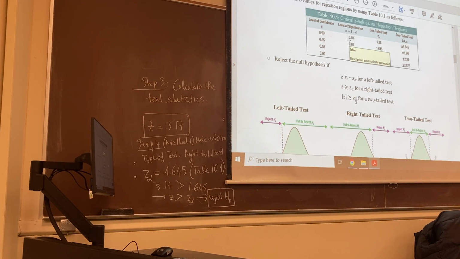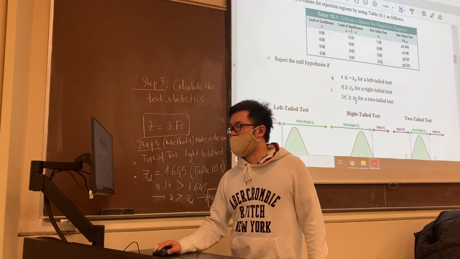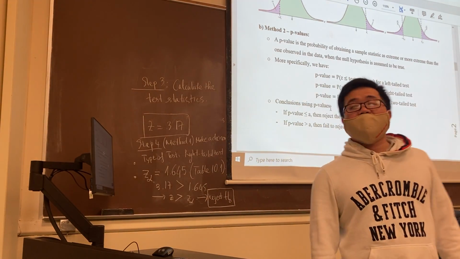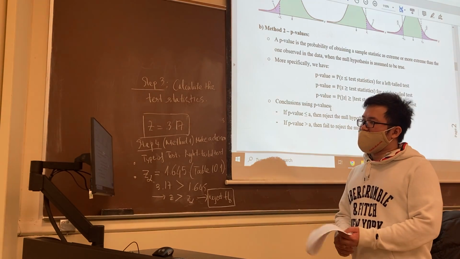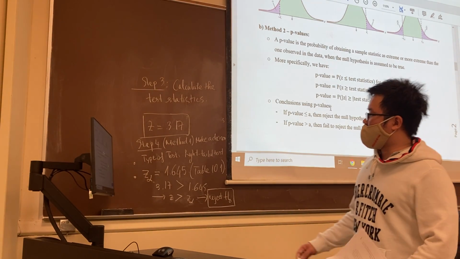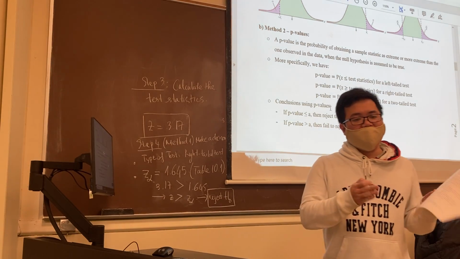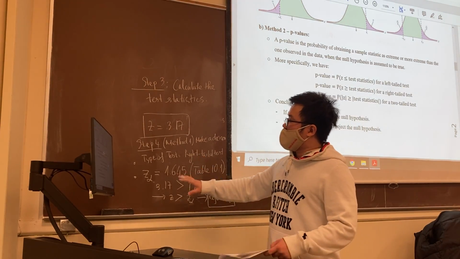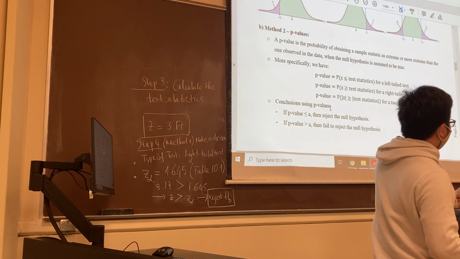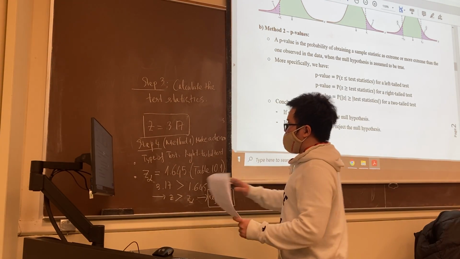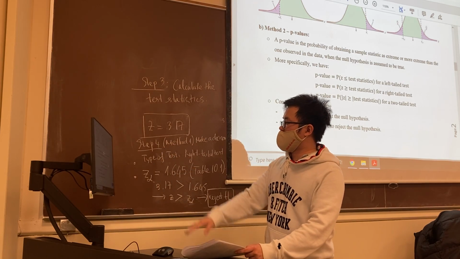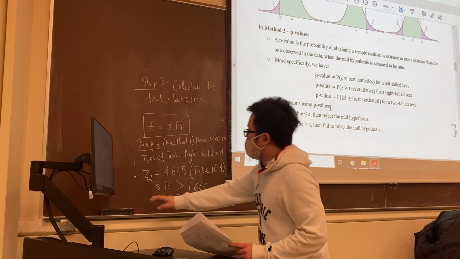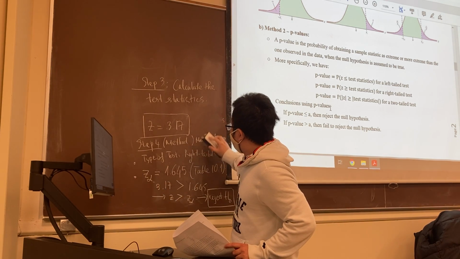The second method is called p-values. Sometimes we use the p-values, and sometimes we use the rejection region to do this in step 4. Steps 1, 2, and 3 are the same, but step 4 has two methods for making a decision. Now we move on to method 2.